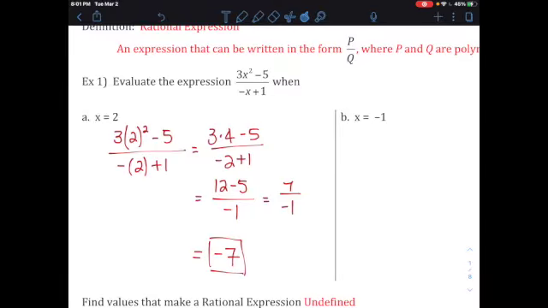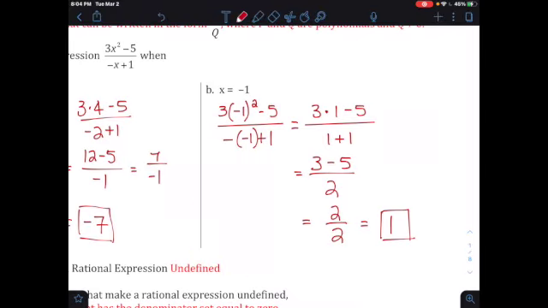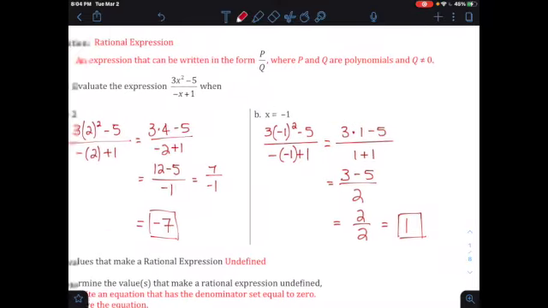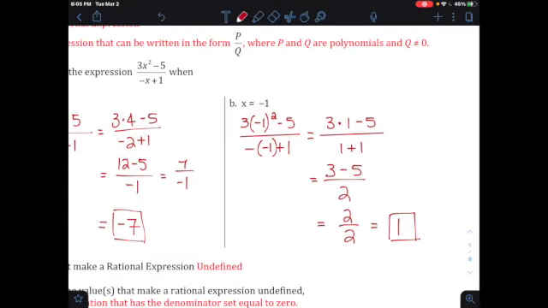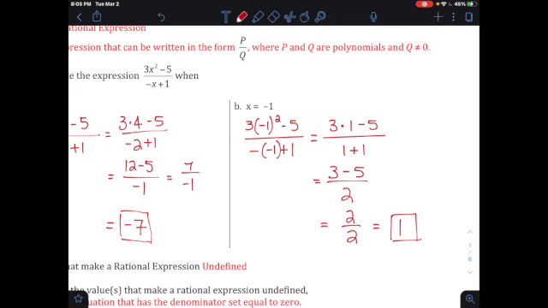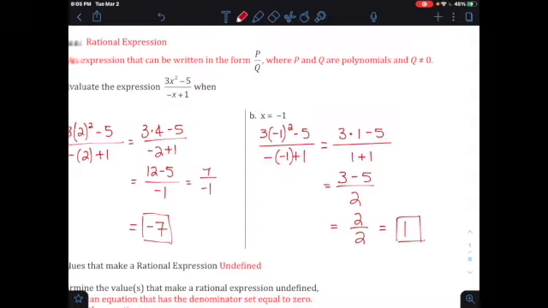So go ahead, try example B. For example 1, B, x is going to be negative 1. When you plug in your negative 1, make sure you put it in parentheses, because if you don't do it correctly, your negative 1 squared, without parentheses, is going to come out to be negative. So make sure you double check when you punch it in the calculator.